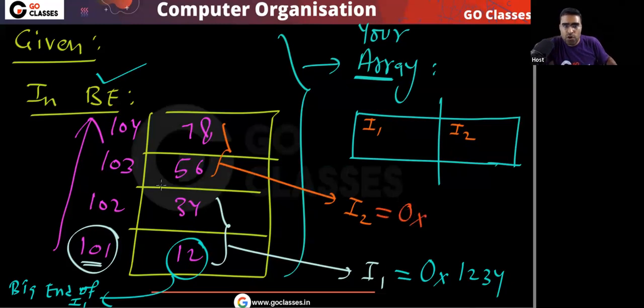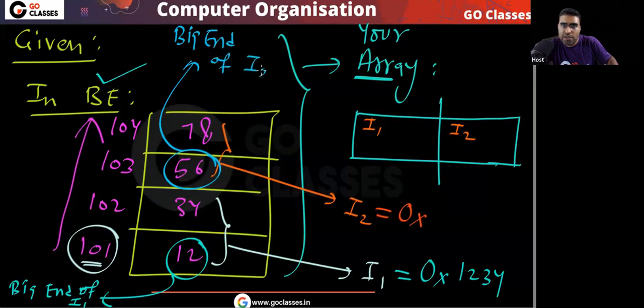For I2, remember again, we start with the big end. So this is the big end of I2, right? Can I say this is the big end of I2? So you can see that will be 5678. Okay, is this clear? Please tell me, did you understand?